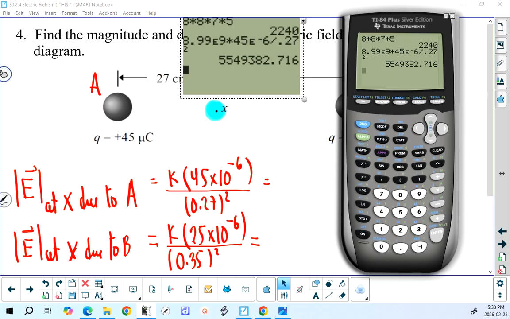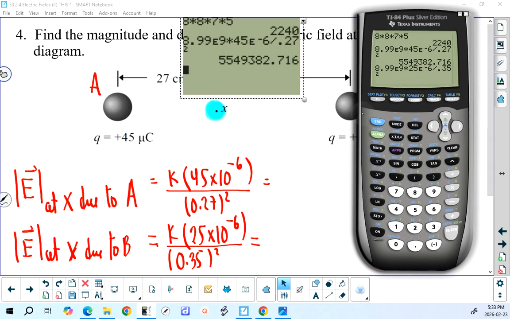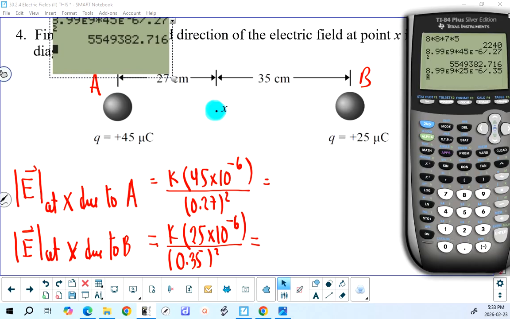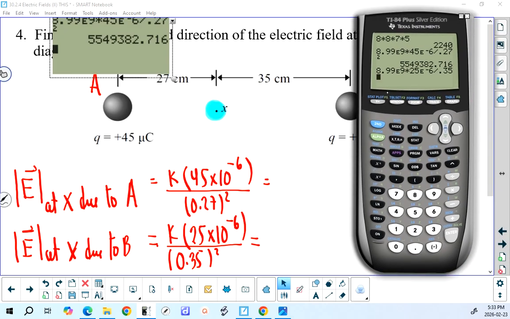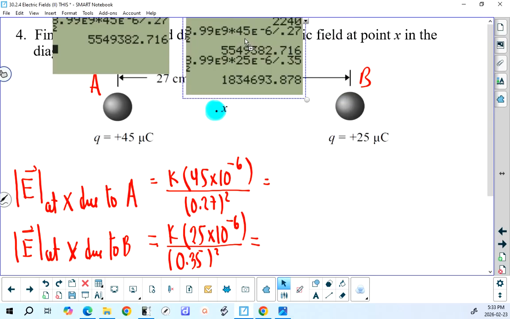Now we're going to repeat the process, but it is 25 microcoulombs, and it is 0.35. We'll double check that. Coulomb's constant times 25 microcoulombs over 0.35 squared. We're in business. So this is the magnitude of the electric field at x due to B. Let's write these down now.